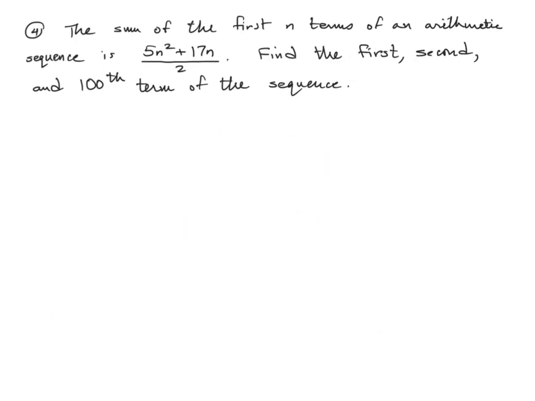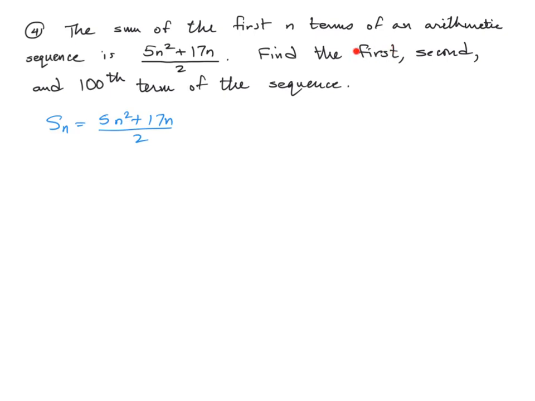All right, the sum of the first n terms of an arithmetic sequence is 5n squared plus 17n all over 2. Find the first, second, and 100th term of the sequence. Okay, so when they're saying the sum of the first n terms of the sequence, that actually is just the series itself. So what we're saying here is actually Sn. So Sn equals 5n squared plus 17n all over 2.